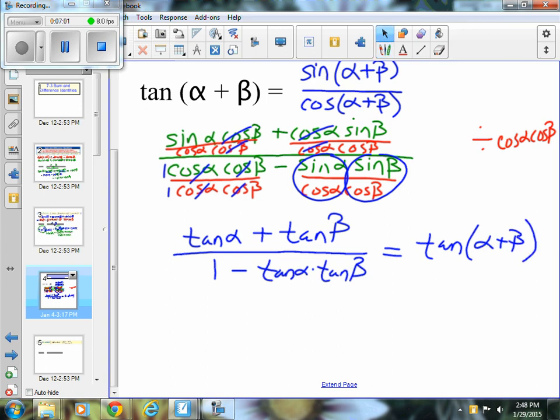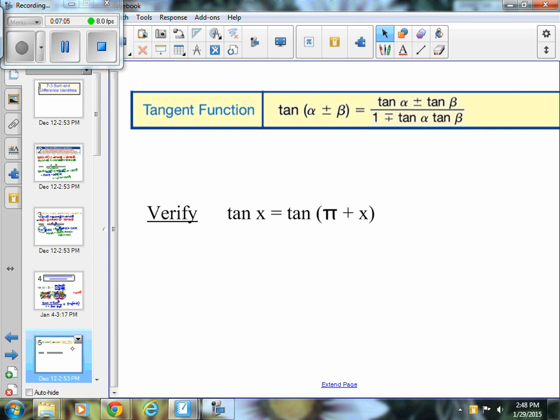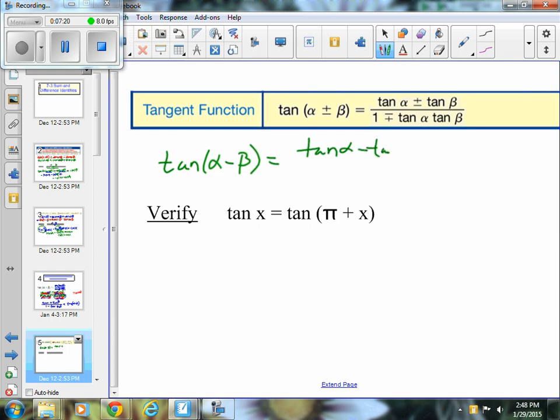Now if we change it to a difference, the only change then is the sign. So if you look on the next slide there, we have the two tangent formulas. So they're derived from the sine and cosine ones. We have the plus one that I wrote already. I'll write the subtracting one here separately. So if you have subtraction, the only difference again are the signs. So it's a subtraction on the top and then a plus on the bottom.